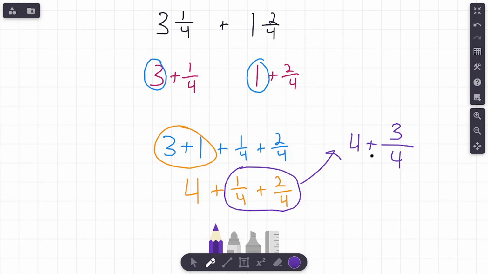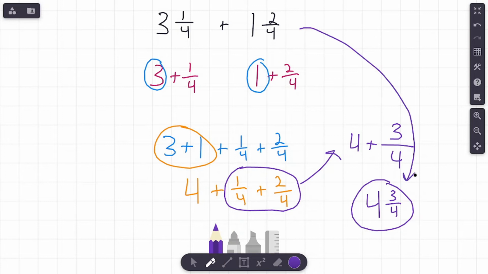4 plus 3/4. We know that addition symbol is just there to help us remember that we're adding these two things together, a whole number and a fraction, but technically this is the correct way we would write it. So if we were to add 3 and 1/4 plus 1 and 2/4, this here would be your final answer.